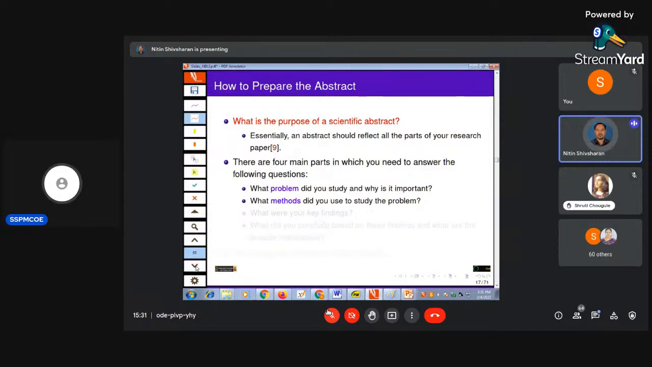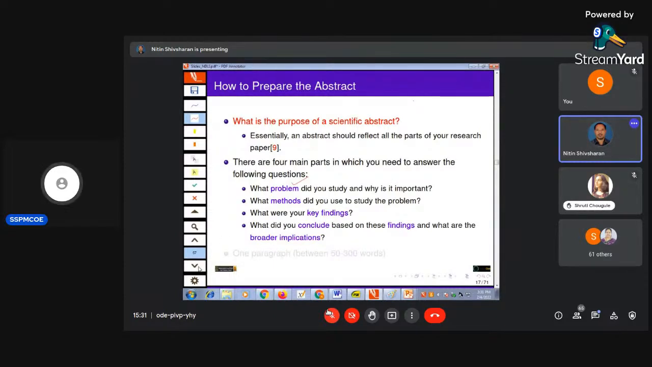What method did you use to study the problem? What were your key findings? Then what did you conclude based on these findings? And what are the broader implications of your results? So whenever you start to write a paper and come to the point of writing the abstract section, we should find the answers to all these questions and summarize them in the abstract section in a logical way.